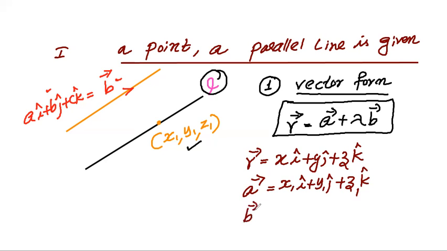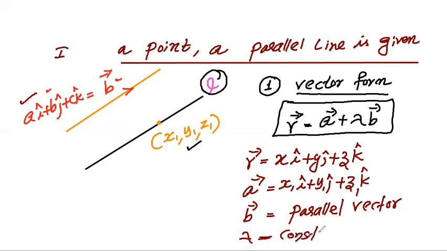Vector b is nothing but the parallel vector, which I give to you directly. Vector b is the parallel vector, already we have given that. The parallel vector can be given like ai plus bj plus ck. That parallel vector you can write instead of b. And lambda is a constant value.